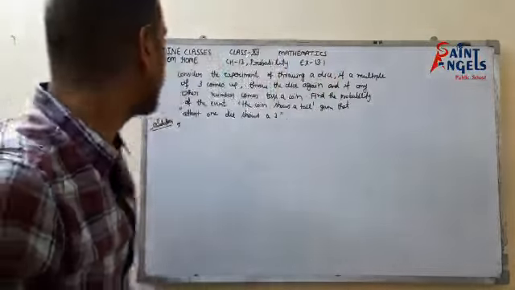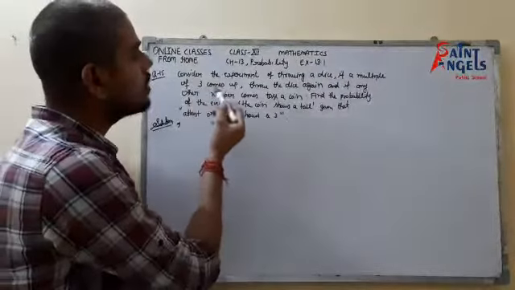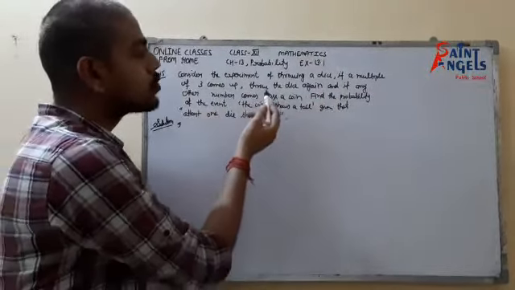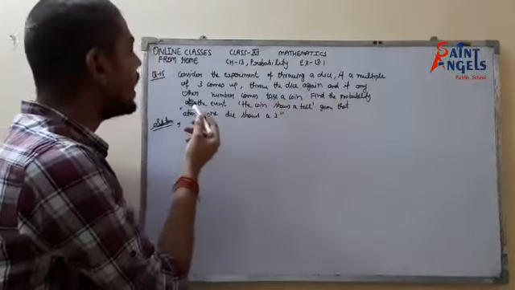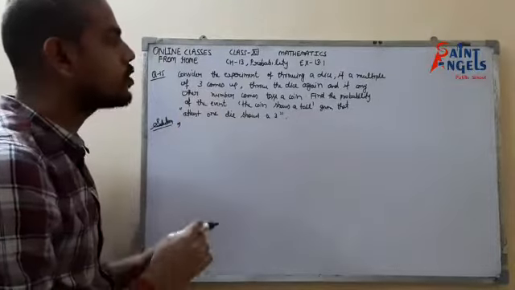Students, now look at question number 15 of exercise 13.1. The question says: consider the experiment of throwing a dice. If a multiple of 3 comes up, throw the dice again, and if any other number comes, toss a coin. So what we are going to do is throw a dice.